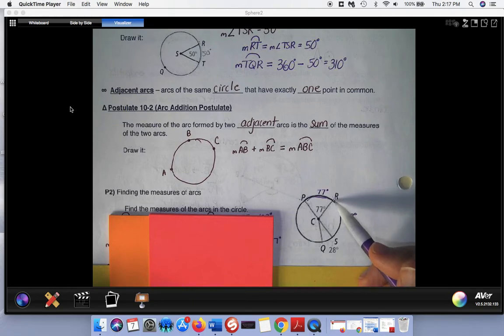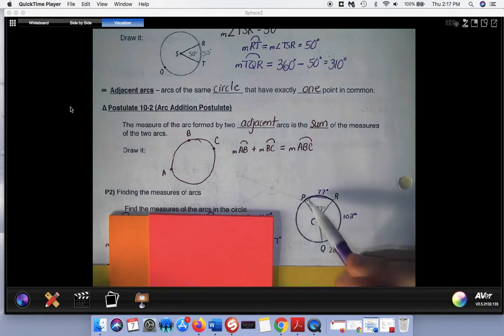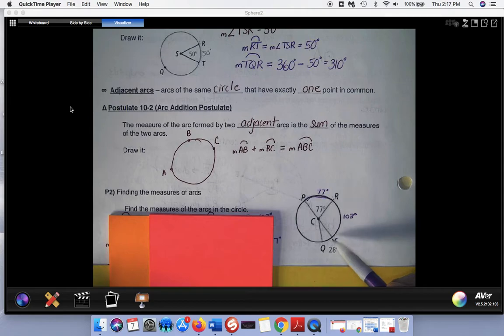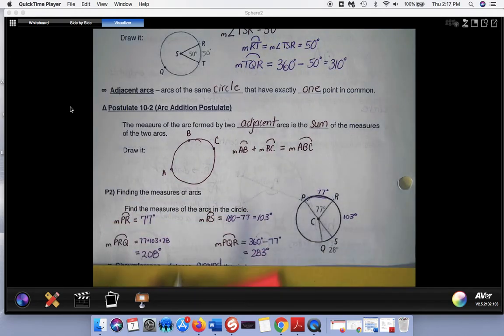Another minor arc is arc RS, and what we see here, and this doesn't always jump out at you, is that segment PS is a diameter. You always want to keep an eye out for diameters because then you know you have a semicircle. So in semicircle PRS, that is 180 degrees. That's how I could come up with the measure of arc RS. I do 180 minus 77. Let me show you some others that I have written down here.